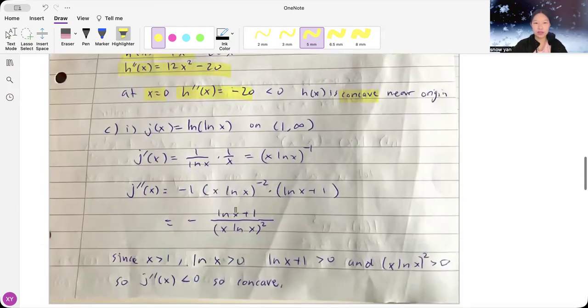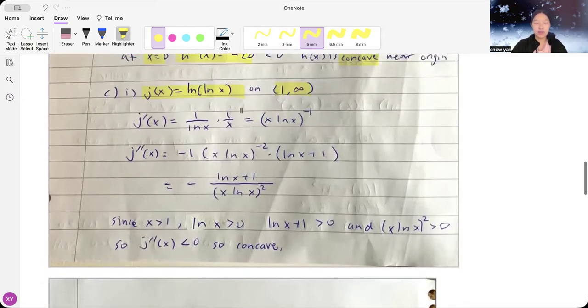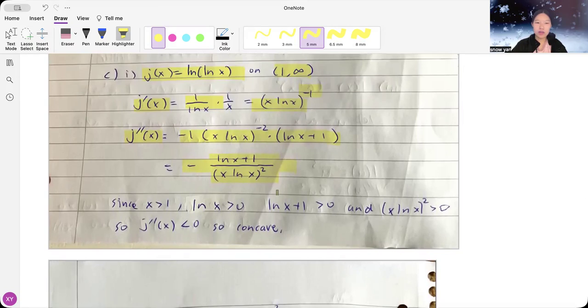What we can do for this is just write it out first and make sure we have the domain. Then we take the derivative, because we always want to get to the second derivative to know if it's concave or convex, right? The first derivative is just classic chain rule, and you get this. Then you apply chain rule again and you get this, which simplifies down to a slightly nicer form. So we can argue that over here, x is greater than 1, so ln of x is greater than 0.